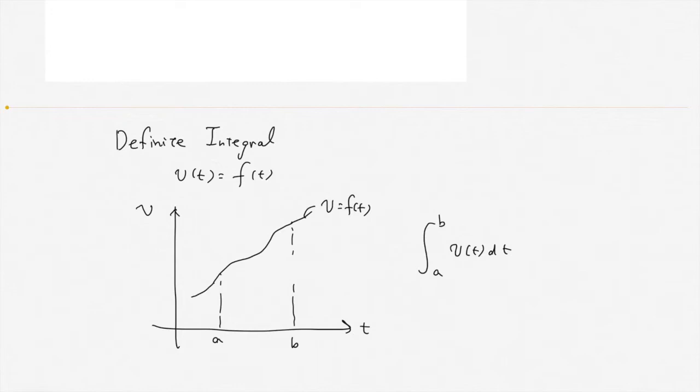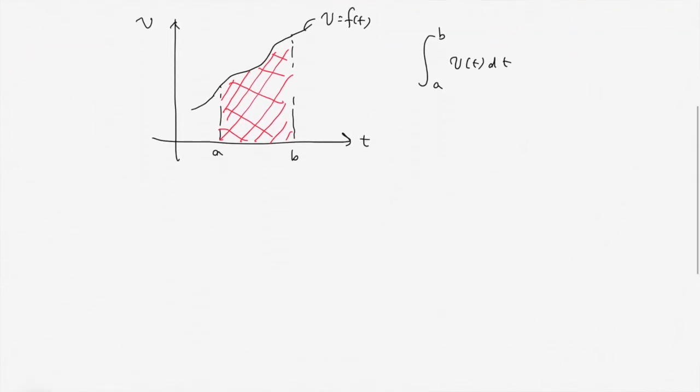What's the meaning of definite integrals? The definite integral from a to b corresponds to the area under the curve between t equal a and b. This is the definition of the definite integral. So we'd like to find the definite integrals of the two functions.